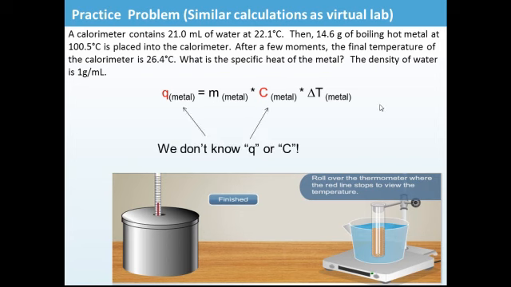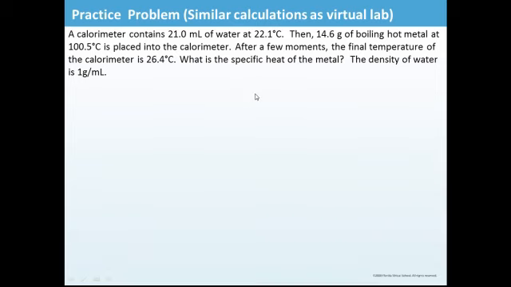But have no fear. Is there a way that we can get one of these values and then use this formula? You betcha. There is a way that we can solve for Q of metal. Remember, Q of water equals negative Q of metal. So is there a way we can figure out how much heat the water gained and then in turn know how much heat the metal lost? And then we can use this formula to solve for C for the metal. And that is exactly what we are going to do.